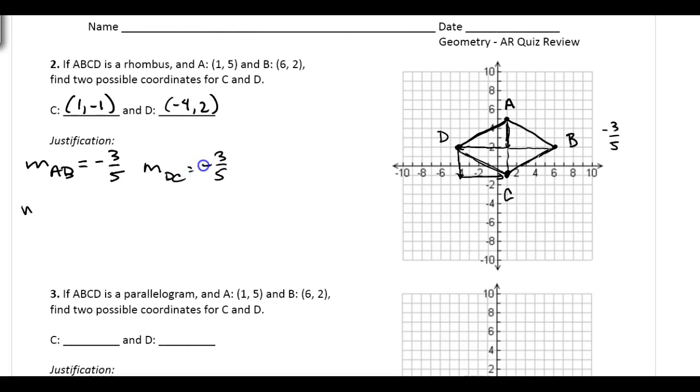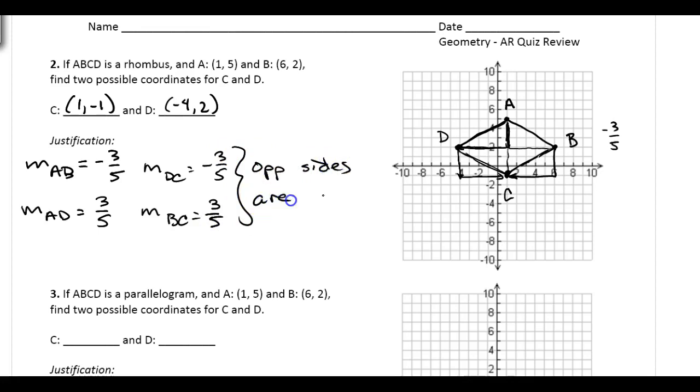Now for AD, the slope of AD is going to be -3, -5, which changes to +3/5. Negative divided by negative is a positive. And we need the slope of BC. So that's -3, -5 also, if we figure it out that way. So that's negative divided by negative, which is also a positive. So right here we can see opposite sides are parallel, so that makes it a parallelogram.